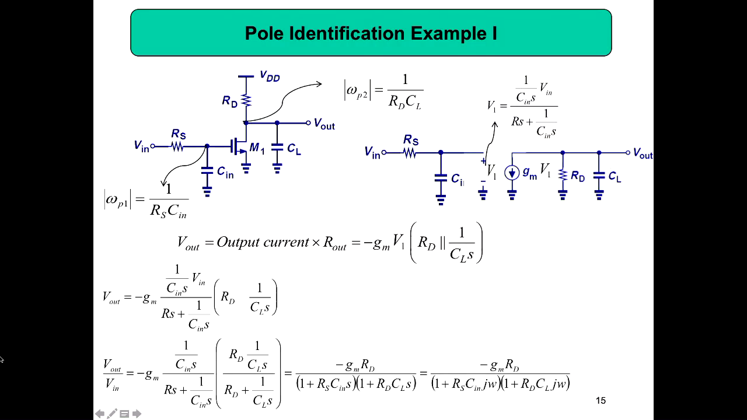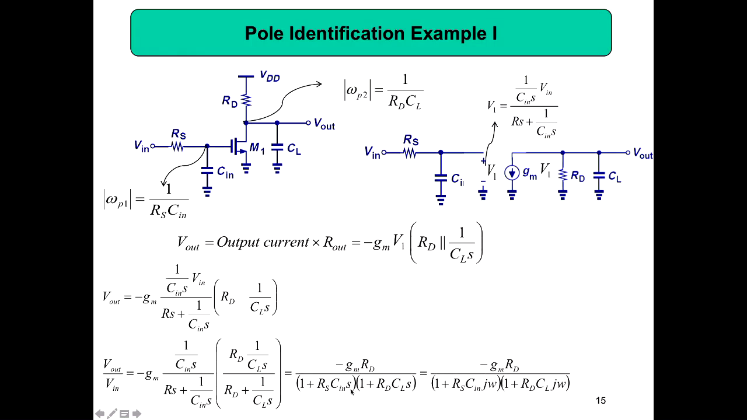When you substitute V1 here, you already have V out and V in, so you can take V out by V in, your transfer function: minus Gm into 1 by Cin S divided by Rs plus 1 by Cin S, into, sorry, one parallel is missing, Rd parallel 1 by CLS. You can expand Rd into 1 by CLS divided by Rd plus 1 by CLS, rearrange, and then you get 1 plus Rs into Cin S, 1 plus Rd into CLS. Which we can write as minus Gm into Rd over 1 plus Rs Cin S times 1 plus Rd CL S.